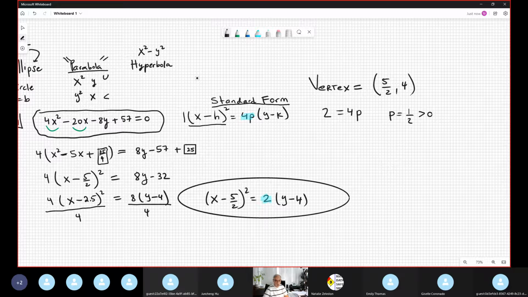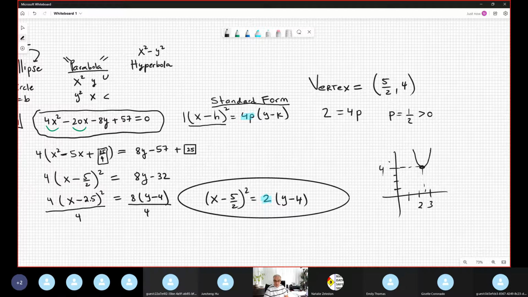That means we are drawing a parabola. Okay, this parabola, roughly sketch. The vertex is 2.5, 4. 1, 2, 3, and in the middle between 2 and 3, 2.5, and 4. 1, 2, 3, 4, stop at 4. 2.5, 4 is my vertex, and of course this parabola opens up, because p is positive.